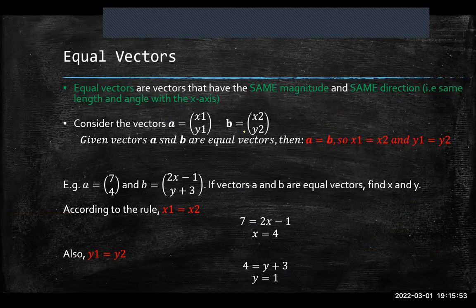Anyways, consider these two vectors, A and B. I have them in bold because I am typing. Let's say the column vector for vector A is x1, y1, and for B is x2, y2. Remember, x is always on the top, y is always below. Given that vectors A and B are equal vectors, meaning A is equal to B, then x1 has to be equal to x2 and y1 has to be equal to y2. Whenever you see equal vectors, it means their components are the same. Whatever value I have here must be equal to the value here, and whatever value I have down here must be equal to this value. That's why we said A is equal to B, so x1 equals x2 and y1 equals y2.